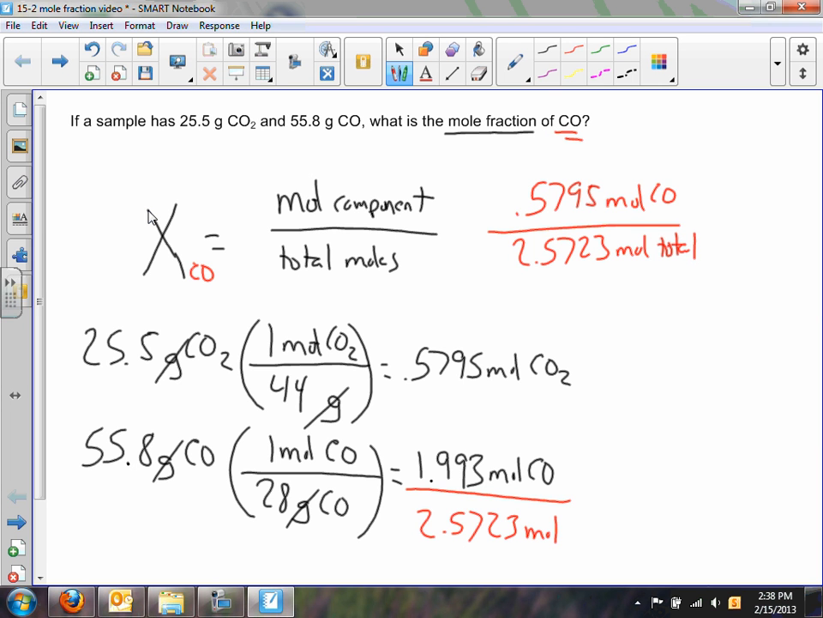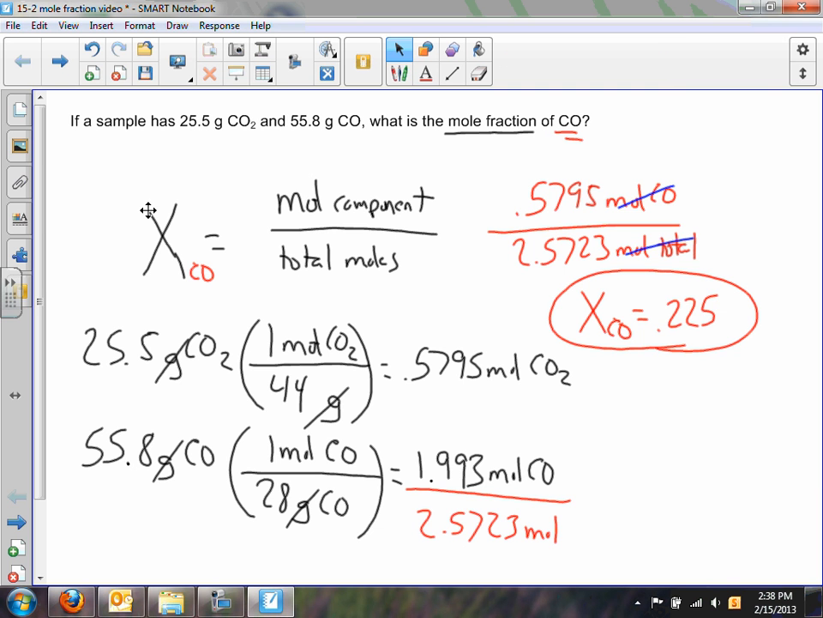So I'm dividing moles on the top by moles on the bottom. They're going to cancel out, and the mole fraction is simply a number. So 0.5795 divided by the total moles of 2.5723 will give me a mole fraction of carbon monoxide to be 0.225, and there are no units because the moles canceled out.